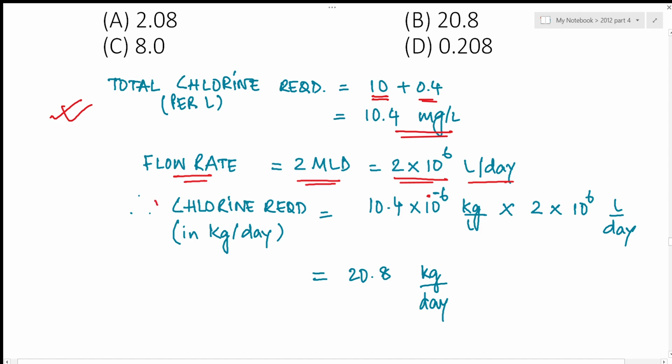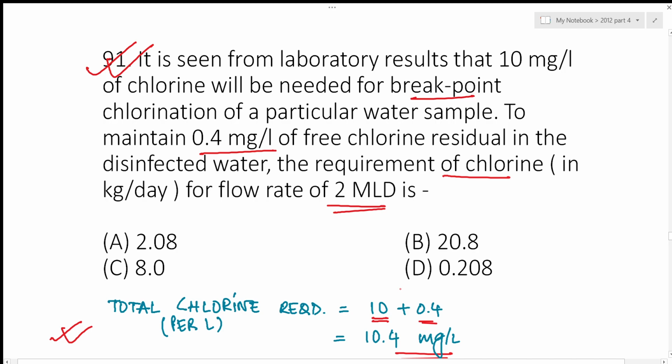So, the total chlorine required in kilogram per day would come out to be 10.4 into 10 to the power minus 6 when you convert it into kg per liter, into 2 into 10 to the power 6 liters per day. So, this and this cancel. So, the answer comes out to be 20.8 kilogram per day. So, the total chlorine required should be 20.8 kilogram per day, which is option B.